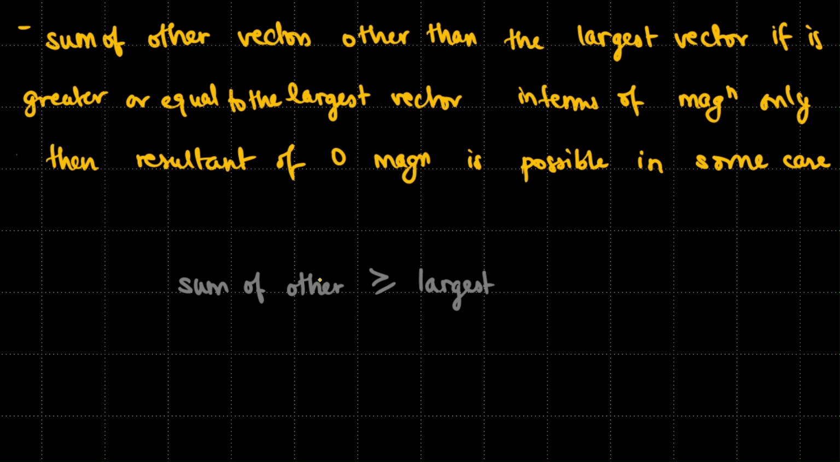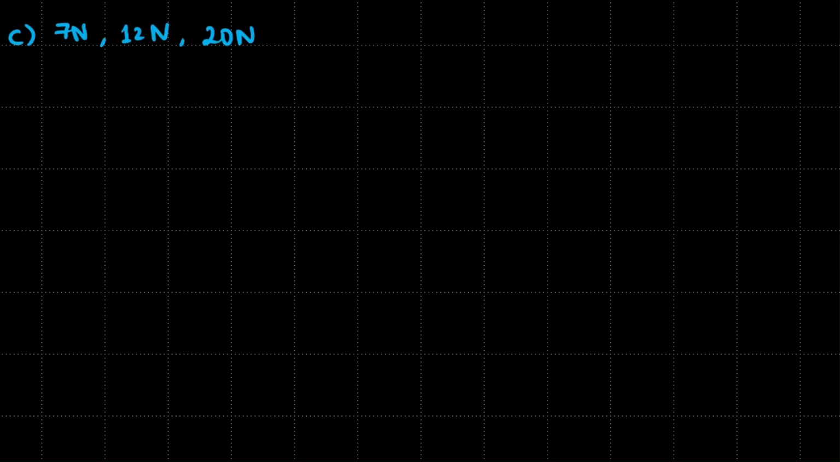When I'm talking about the sum of others, we are talking about everything other than the largest vector, and the largest is the largest vector, and we are only taking the magnitude in both cases. So let's look over here. If you just add them up, 7 plus 12, I don't know how to do the quick maths, so let's think about it. If this were 8, this would be 20, so it will be 19, and 19 is one less than 20.